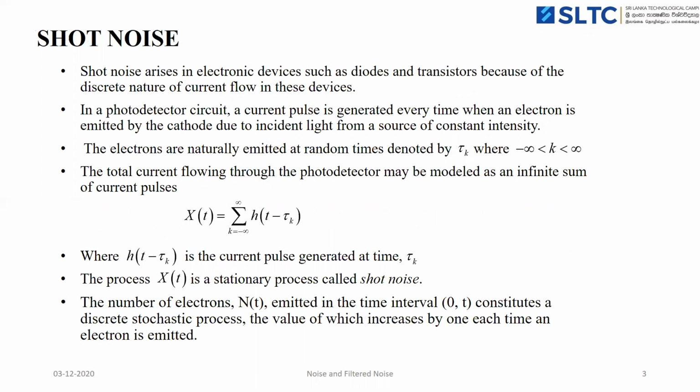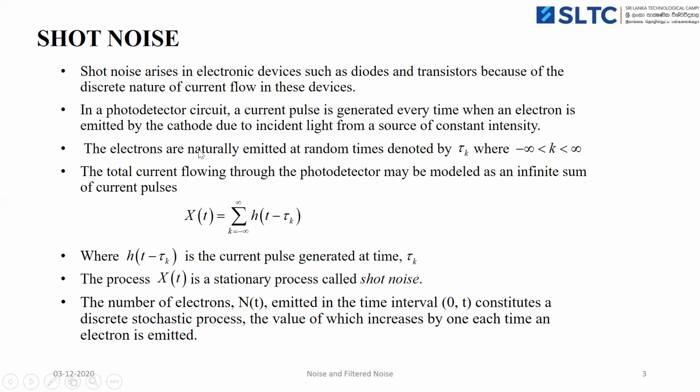So, shot noise. Shot noise arises in electronic devices, for example diodes or transistors, due to the discrete nature of the current flow in electronic devices. For example, take the photodetector circuit. In that, a current pulse is generated every time an electron is emitted from the cathode. When incident light falls on the photodetector, electrons are emitted. So it is actually a random signal. It generates the shot noise. The electrons are naturally emitted at random times.